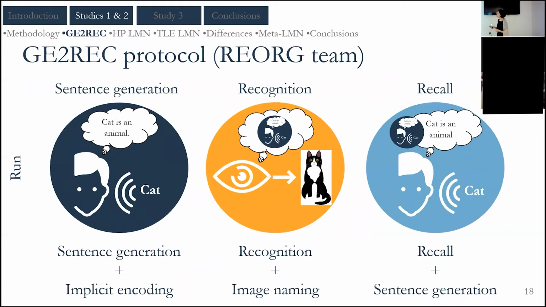To recapitulate, the Jet2Rec protocol consisted of three tasks that were all specifically designed to engage both language and memory interactively. In the first sentence generation task, participants, in addition to performing sentence generation, also performed implicit encoding. In the second recognition task, in addition to recognition, they also performed implicit image naming. And in the third recall task, in addition to recalling, they again produced sentences.